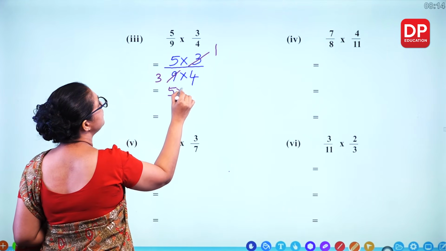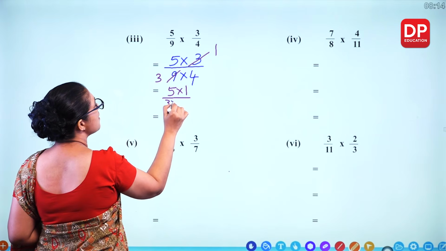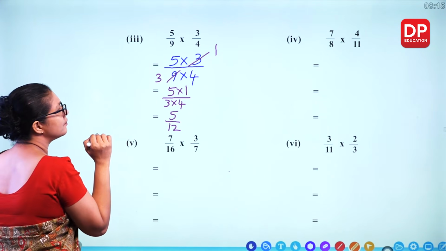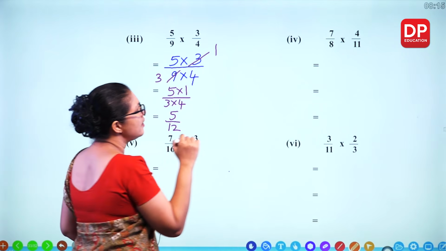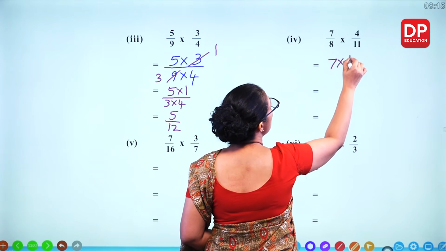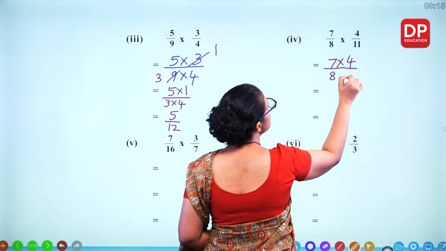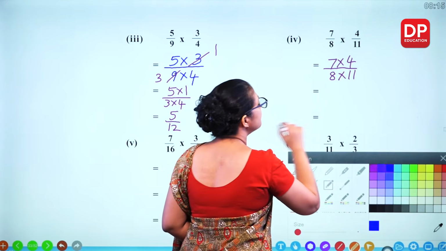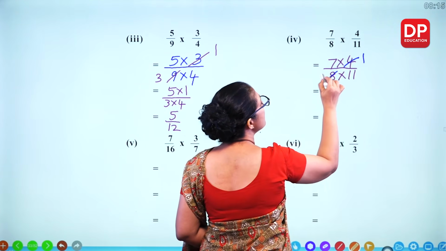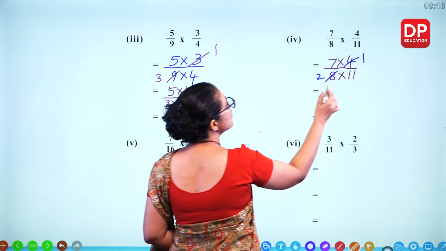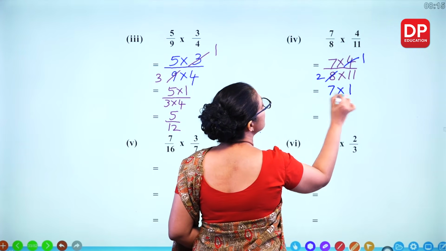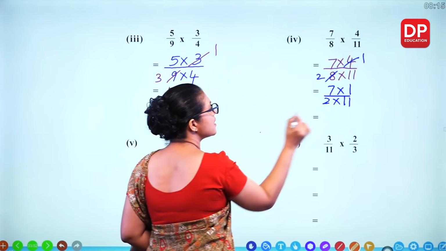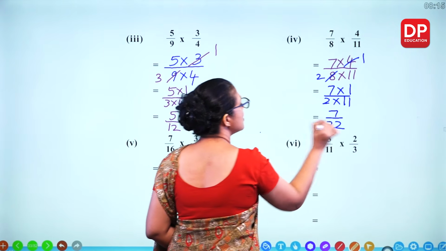Now multiply separately. 5 times 1 and 3 times 4. So 5 over 12. This one, 7 times 4 and 8 times 11. Simplify this. You get 4 times 1 and 4 times 2. So 7 times 1 and 2 times 11. So what you get? 7 over 22.